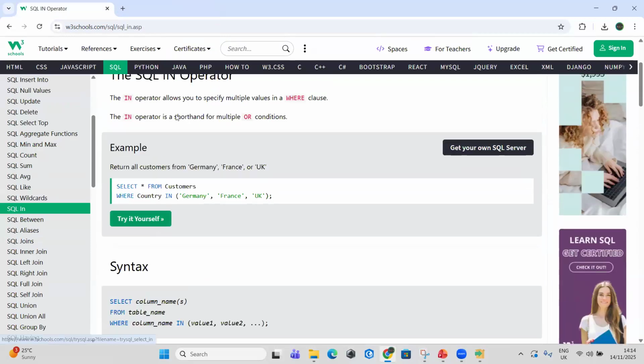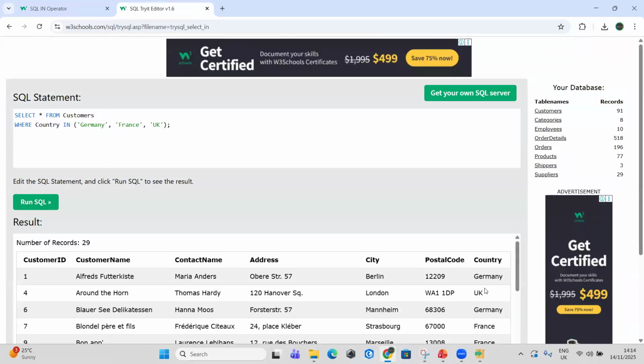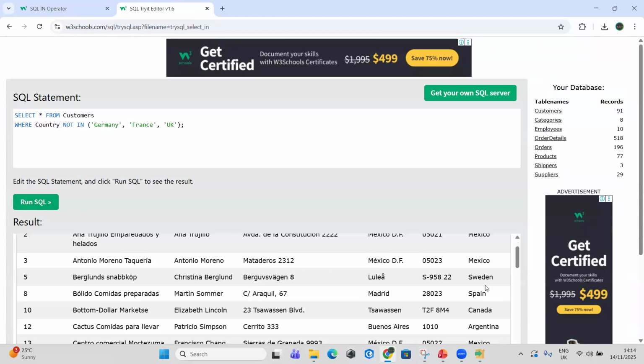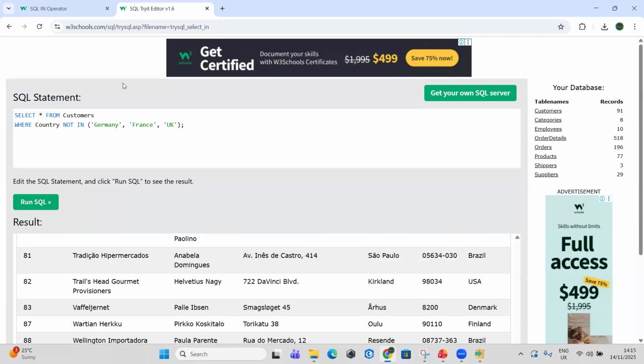So what it means is just look here. It gives me entries that are Germany, France, or UK. If I want any other countries except these, I will put NOT IN. So I got every other country other than Germany, France, and UK this time.